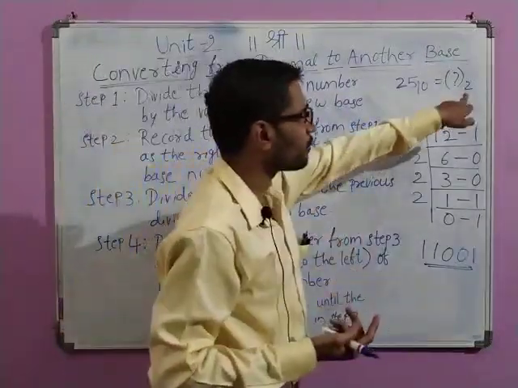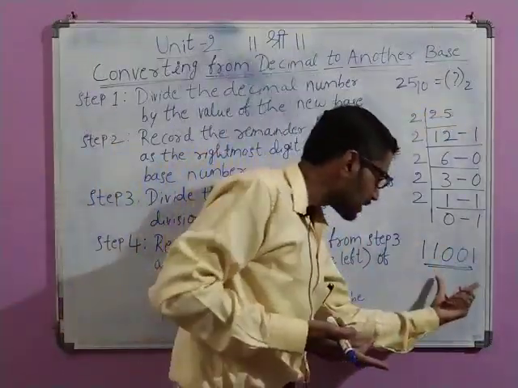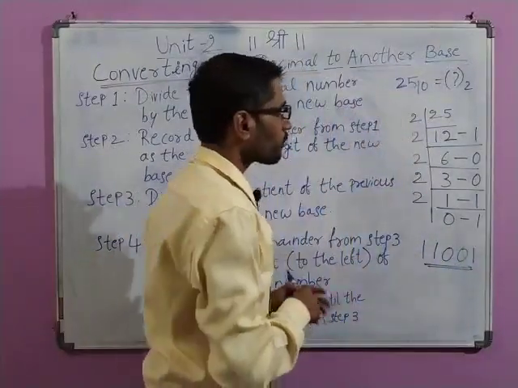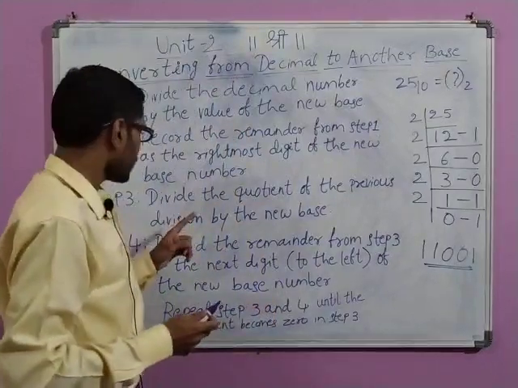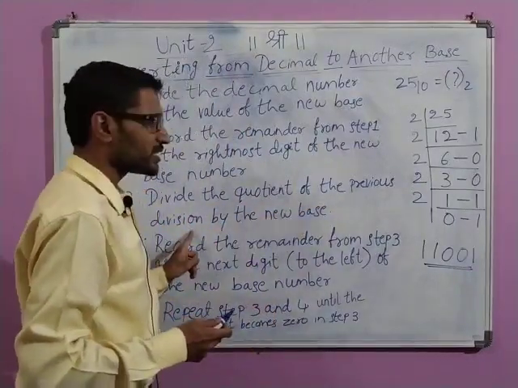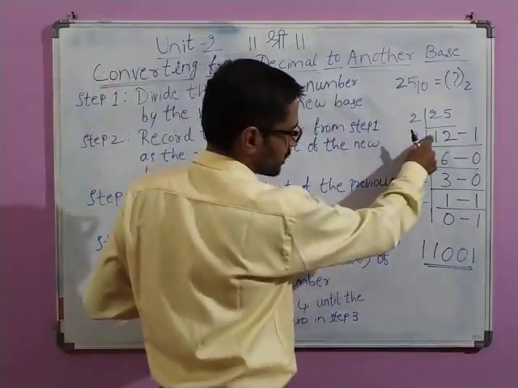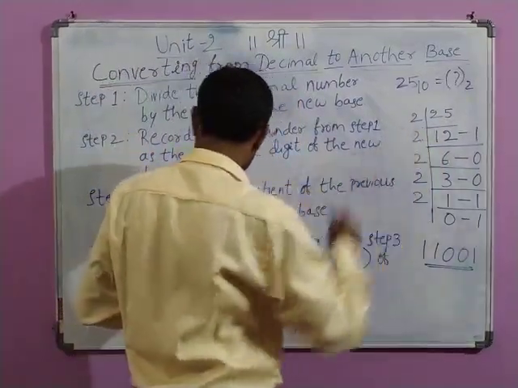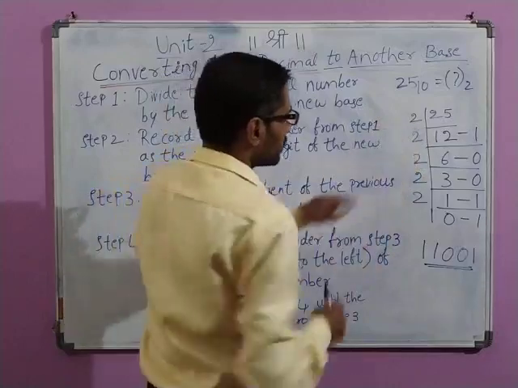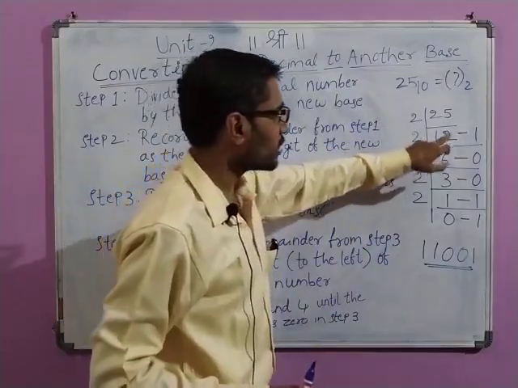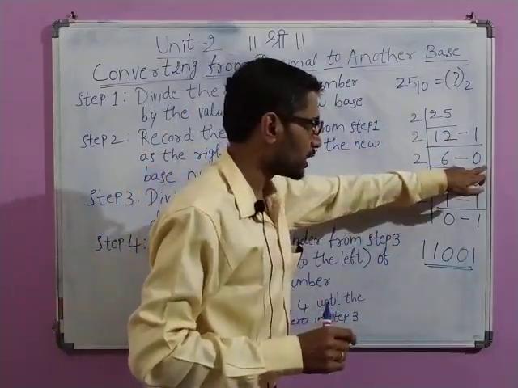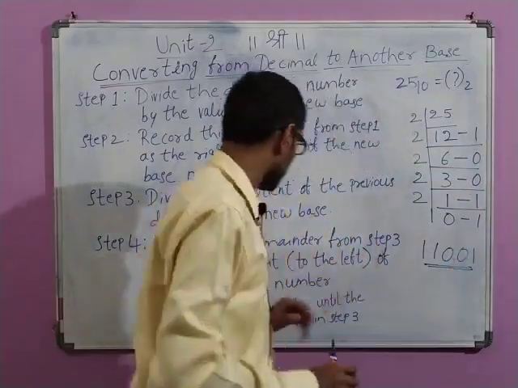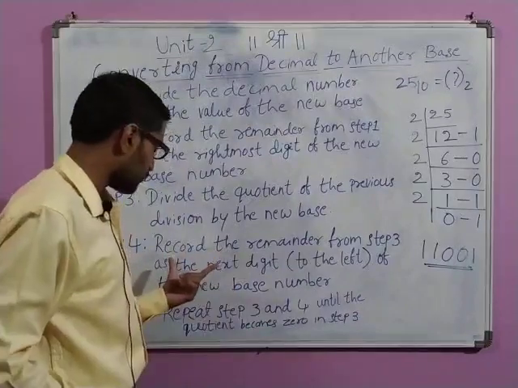What is the new base? The new base is 2. So this is the answer we are getting, and this will be the rightmost digit. Next, what is step 3? Divide the quotient of the previous division. The previous division was this. So what is the quotient? The quotient was 12. So you need to divide it by the base. 2 6s are 12, the remainder is 0. Now this 0 has to be written over here towards the left. That is what they are explaining in step 4.